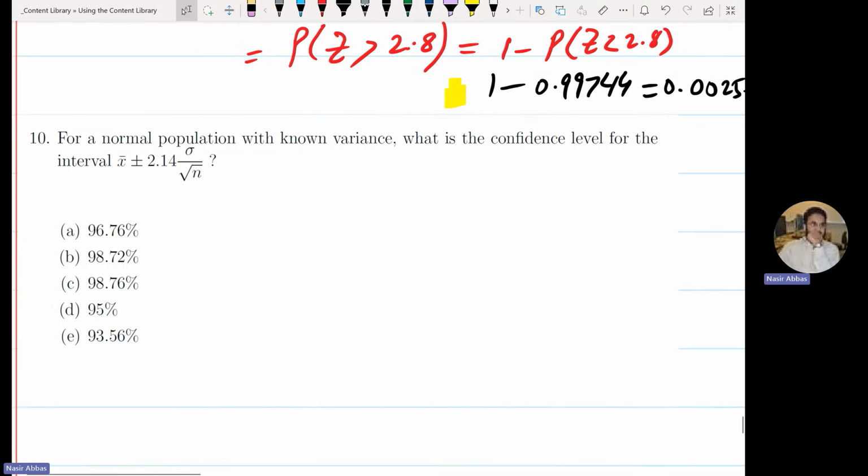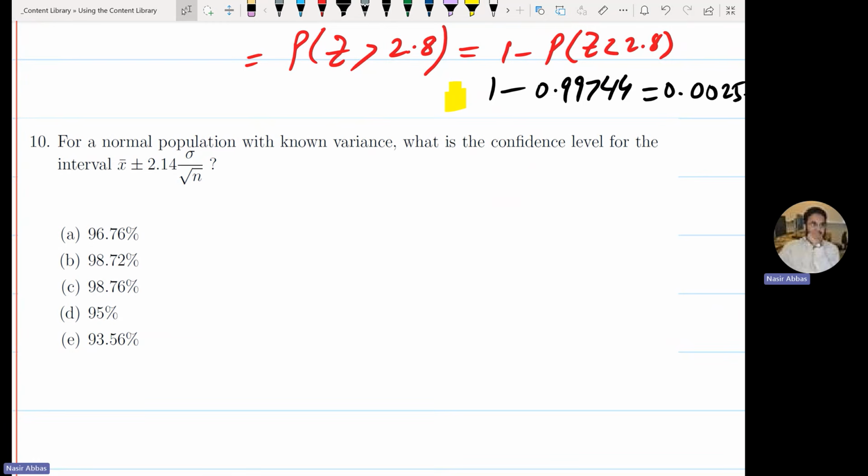Next question. For a normal distribution with known variance, very important information. With known variance, the confidence level for this interval is what? X bar plus minus 2.14 times sigma over root of n. This critical value for the known variance, you use Z interval or T interval? Z interval. So Z alpha by 2 is given to you as 2.14.